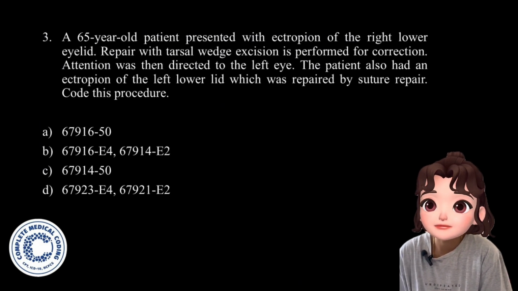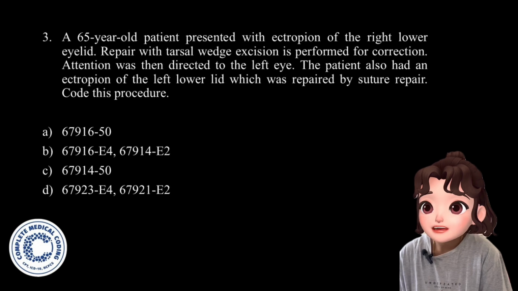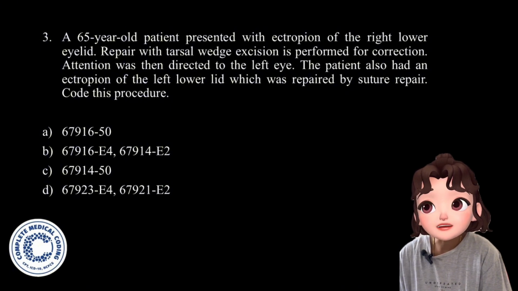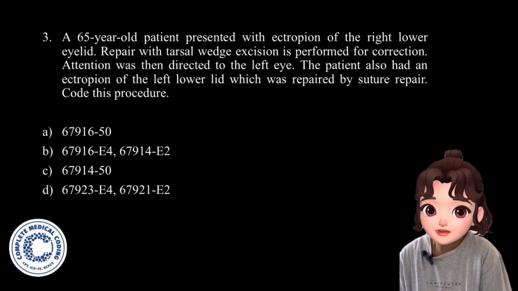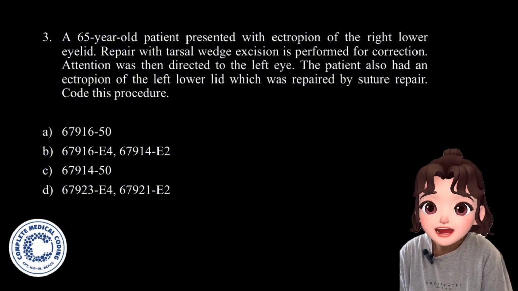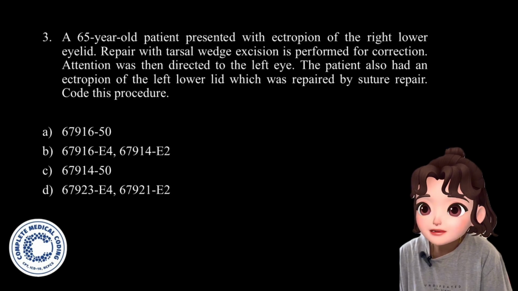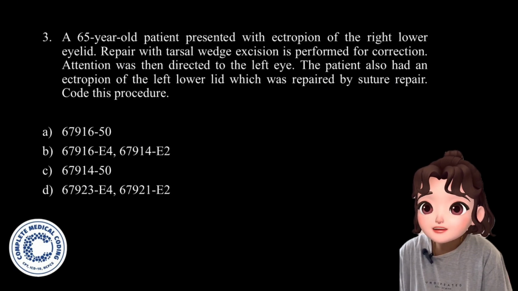Now, third question. A 65-year-old patient presented with ectropion of the right lower eyelid. Repair with tarsal wedge excision is performed for correction. Attention was then directed to the left eye. The patient also had an ectropion of the left lower lid, which was repaired by suture repair. Code this procedure. So here ectropion. Do you know what is ectropion and entropion? I had already mentioned this in previous videos in the anatomy as well as in the 60,000 series chapter. Ectropion and entropion.